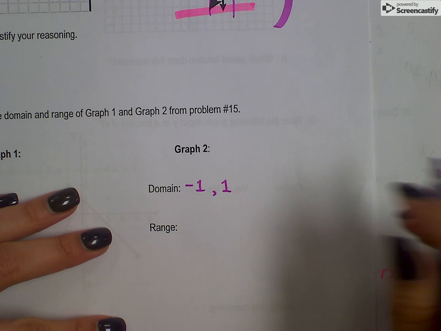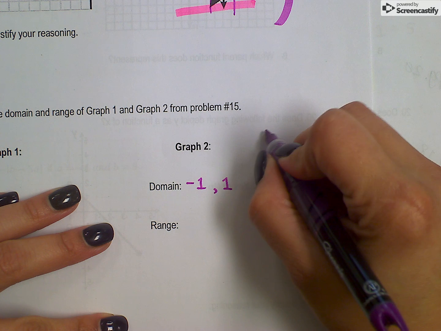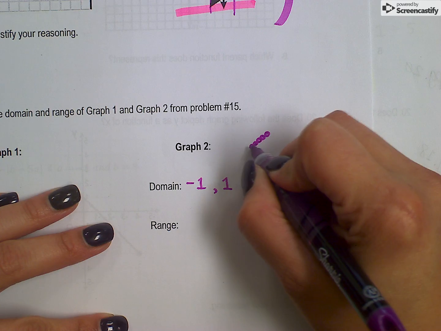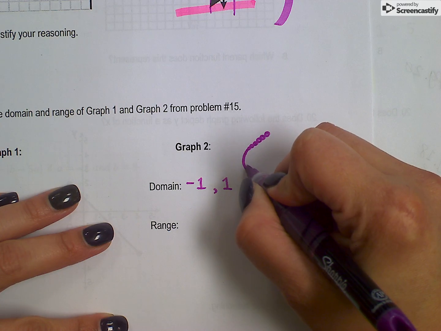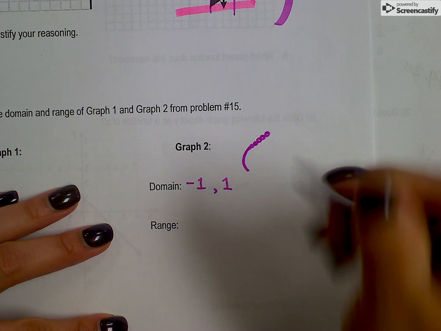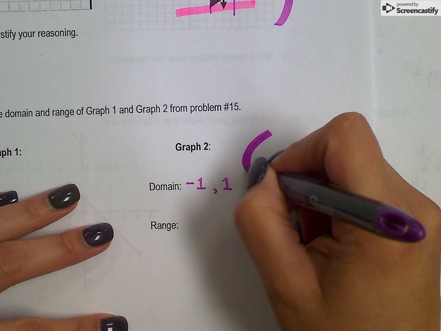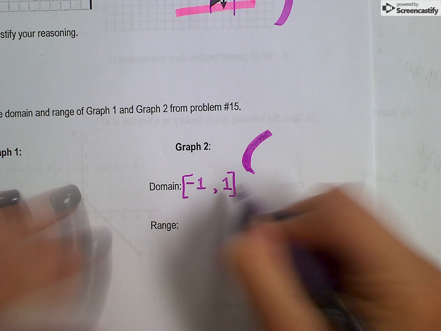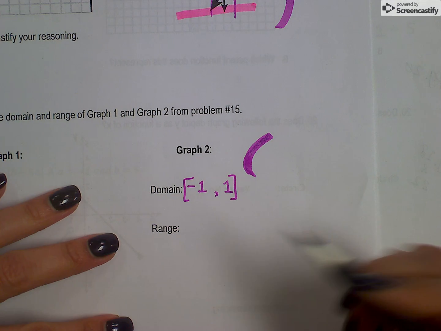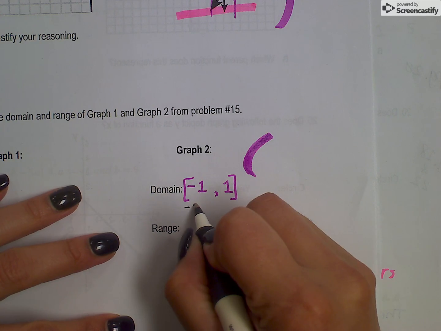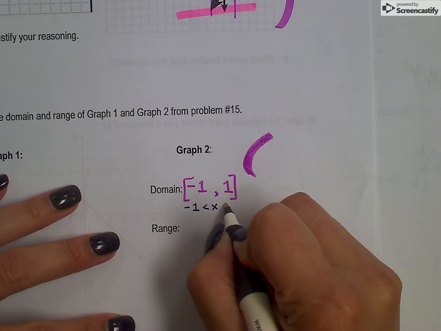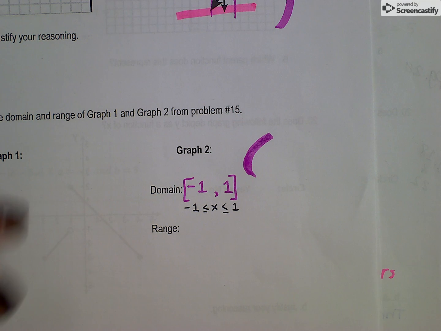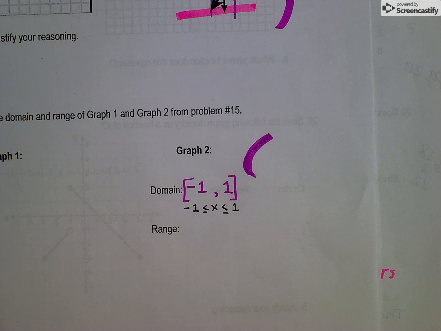Now, if you recall, a line is made up of several dots that are so compact that they make the appearance of a solid line. So because I have a solid line, that's the same as a solid dot, I would say it's inclusive. You could also write that in inequality notation. That would look like -1 less than or equal to x, less than or equal to 1. Either of those two ways, you don't have to write both.